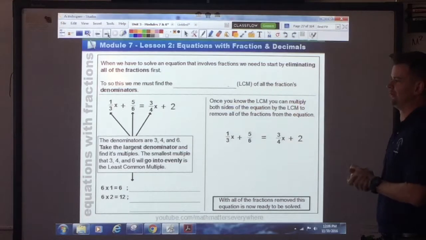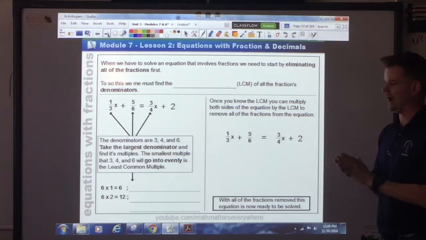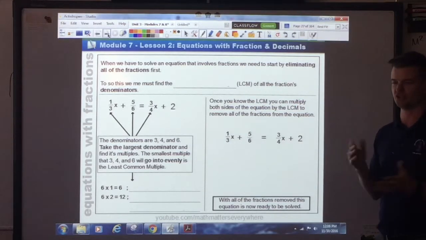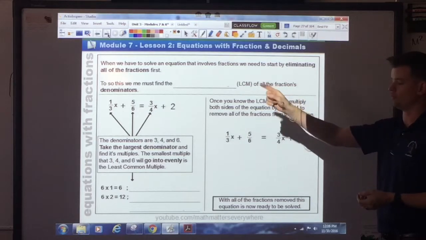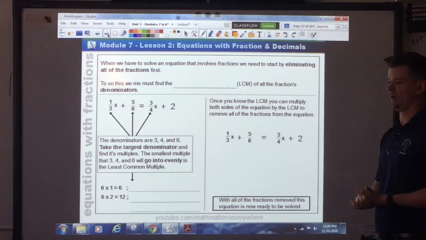You're looking at this right now and you're going, ooh, fractions. I don't like fractions. I know you don't like fractions. The good thing is we never have to deal with those fractions, because what we're going to learn right now is a quick, easy, one-step method to get rid of every single one of those fractions before you ever have to solve it.